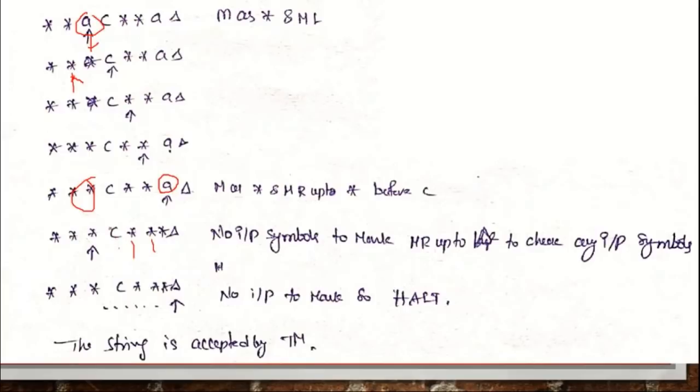Here, in between, immediately before the symbol of the C is star. That means there were no input symbols left to perform the mapping. So that's why that particular string is accepted by the given Turing machine. So it will go for halt. Here halt means nothing but accepted. That particular string is accepted, so we stop the process. So this is the process of performing the mapping.